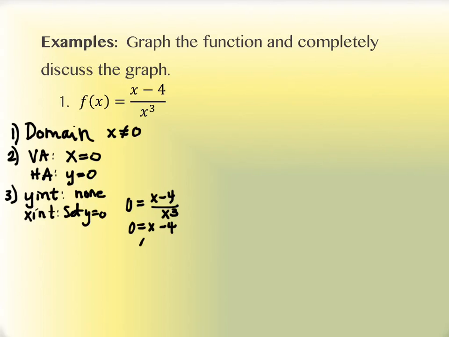that solves to what does x equal? 4. So my x-intercept is (4, 0). X equals 4, y equals 0. We're 3/5 of the way through the list, right?